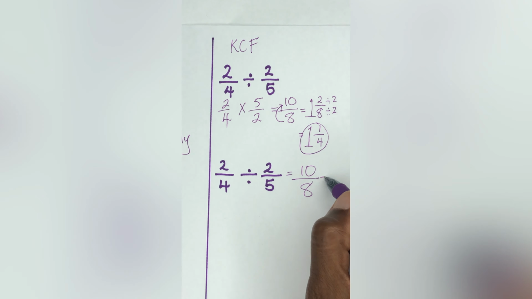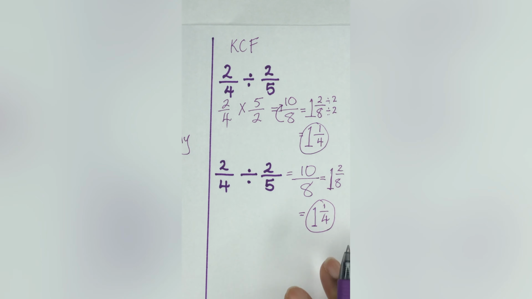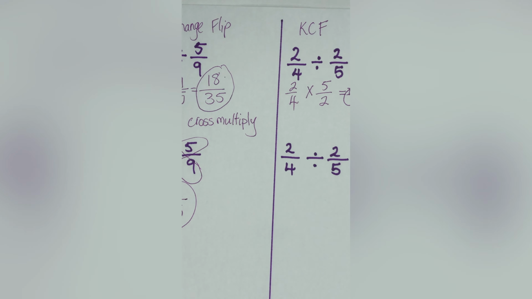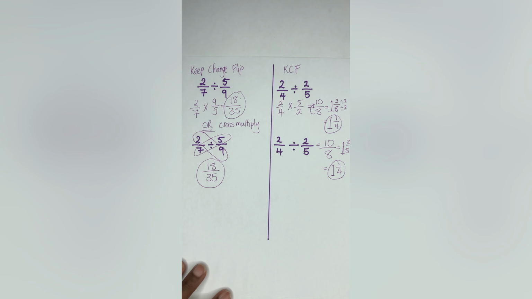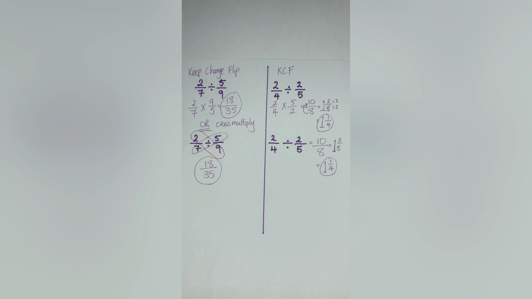And then you will do the same thing. 8 goes into 10 one time, and that's going to remain the 2 8s. And then obviously what we did up here, we'll do the same thing because we have to simplify the 2 8s, and that will bring us to 1 1/4. So as you can see, with both strategies, it doesn't matter what you use, you should get the same answer. All right?